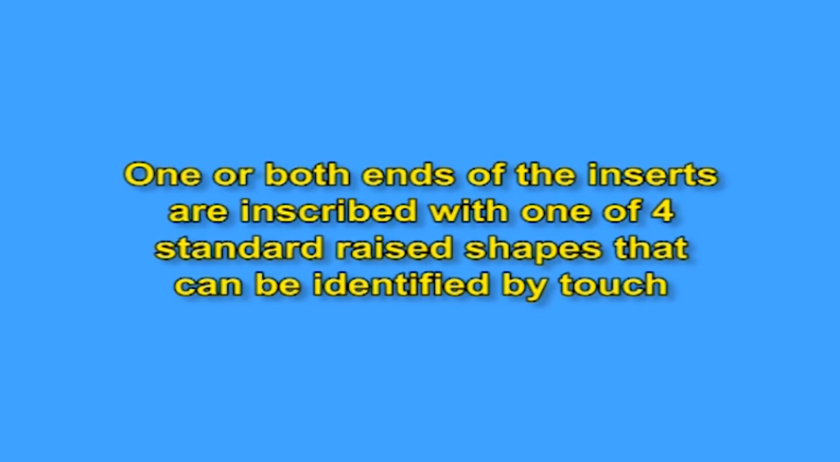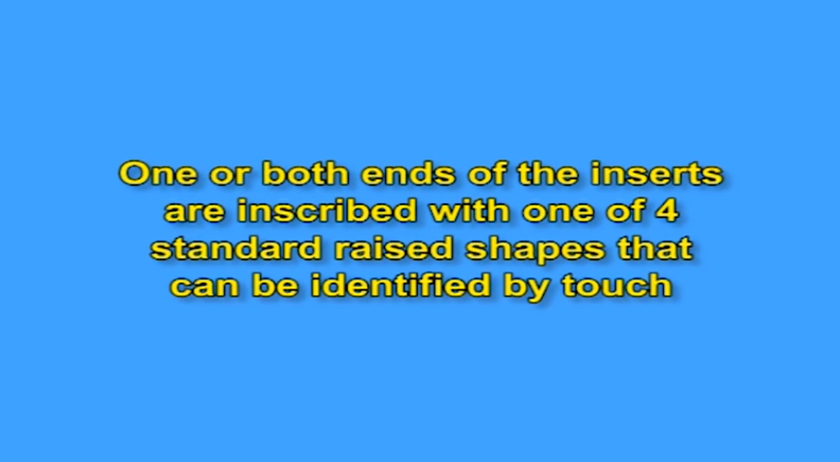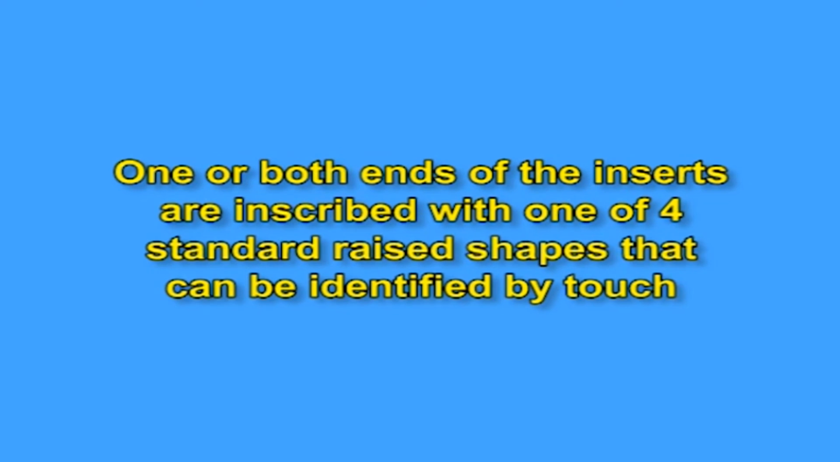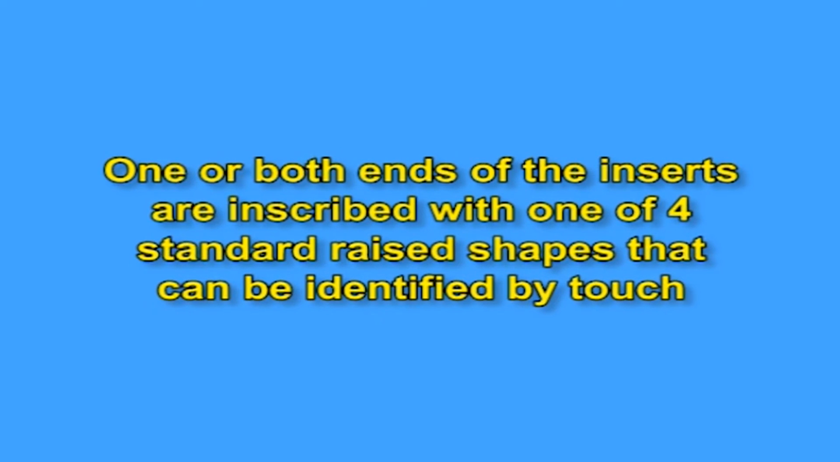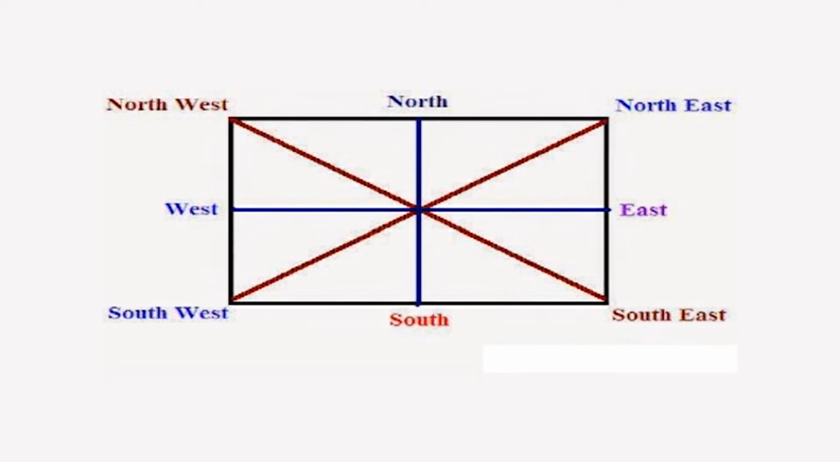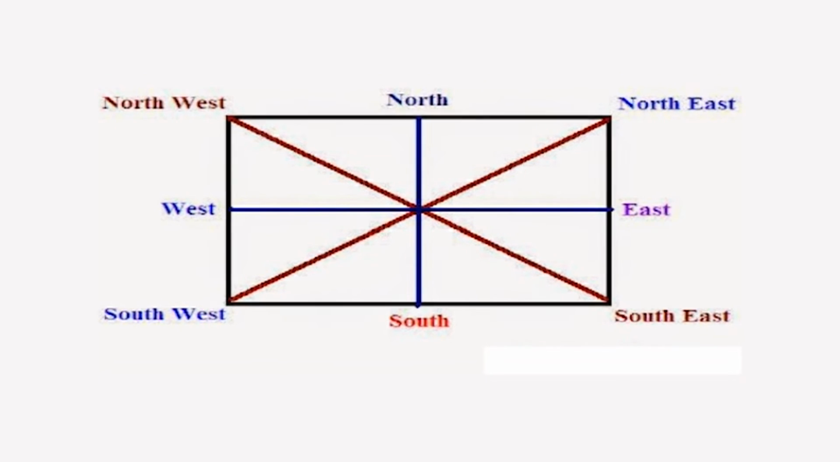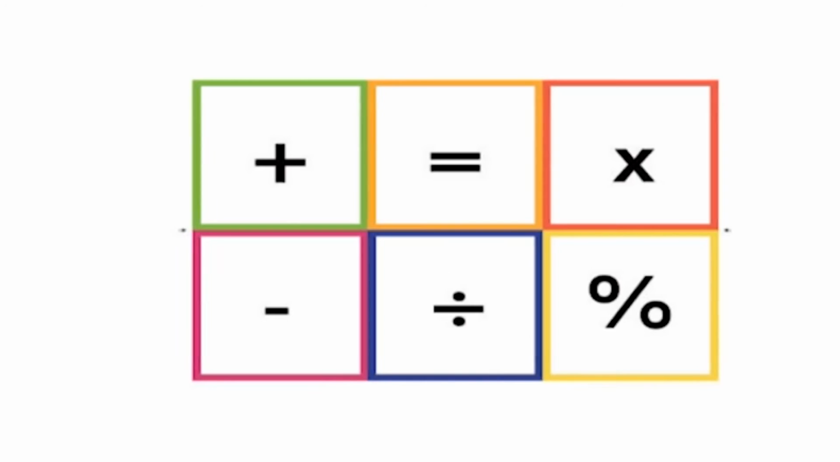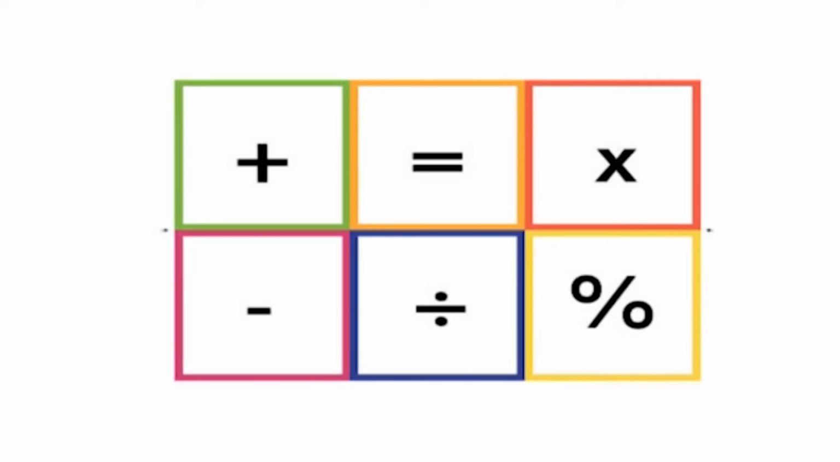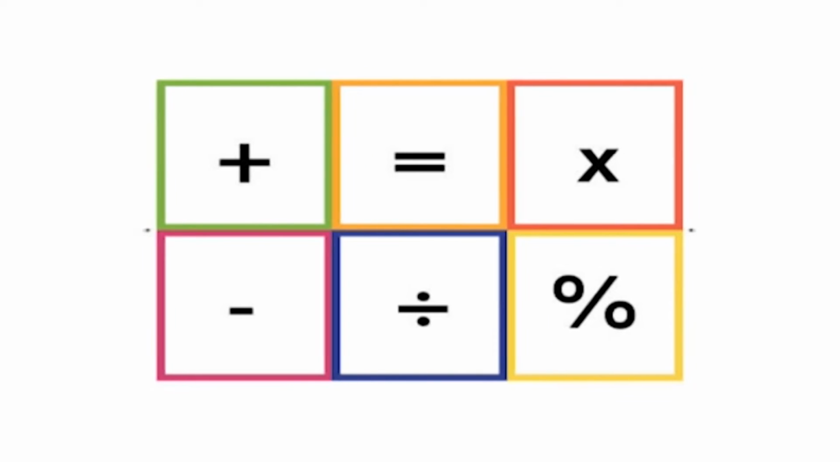One or both ends of the inserts are inscribed with one of the 4 standard raised shapes that can be identified by touch. The 4 shapes and the 8 directions in which they can be positioned make for a total of 32 combinations, which are assigned uniquely to numerals, mathematical symbols and operators. A sequence of shapes on a sequence of inserts so placed can thus represent a mathematical expression.